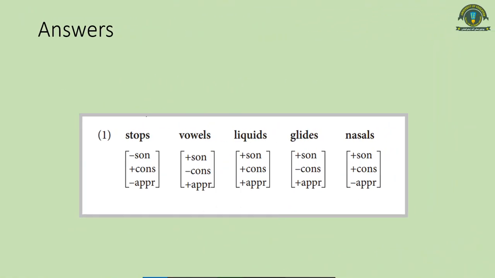So you can see stops are minus sonorant, plus consonantal and minus approximant. Now you see that all these 5 major classes can be defined or described with the help of these 3 features only. So now you see it is a smart solution.